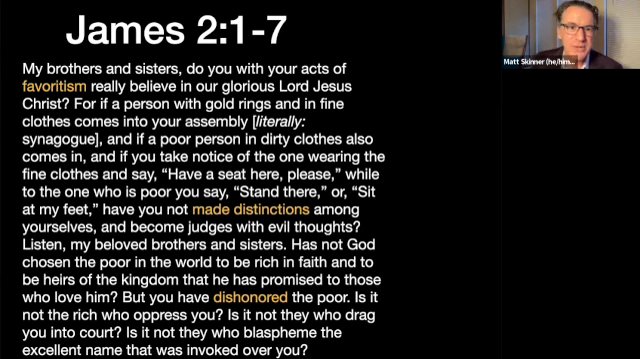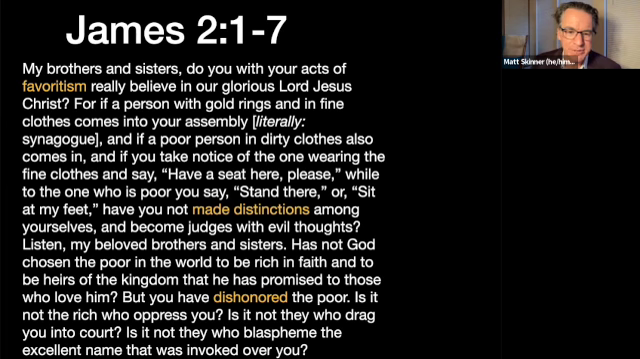Why are you now showing preferences or showing favoritism in a way to try to either earn their favor or in a way of trying to elevate their honor, right? Don't you realize what's at stake here? James will come back to this later on. In chapter 5, James will make references to broken contracts, and to laborers who are being exploited by the people who hire them. So this will come back as well.